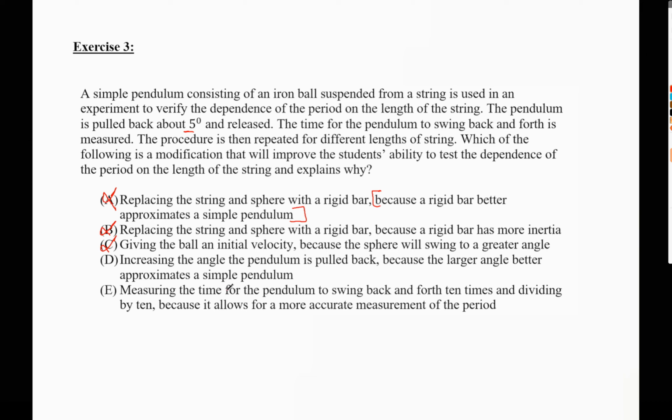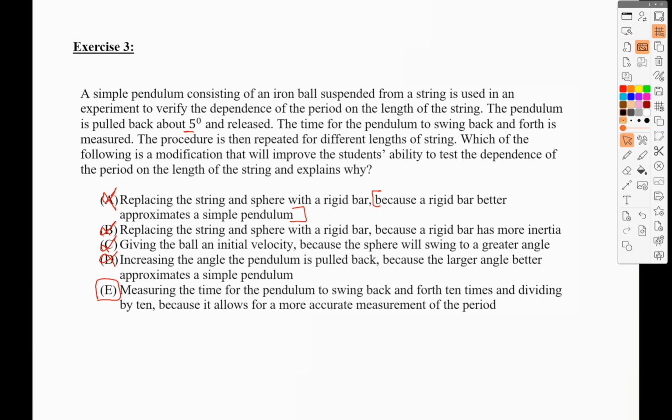D, increasing the angle the pendulum is pulled back because the larger angle better approximates a simple pendulum. No, that's wrong. According to assumption 3, the angles should be small. E would be correct. Why? Because measuring the time for the pendulum to swing back and forth 10 times and dividing by 10, that would indeed increase the accuracy of the measurement of the period. Okay.